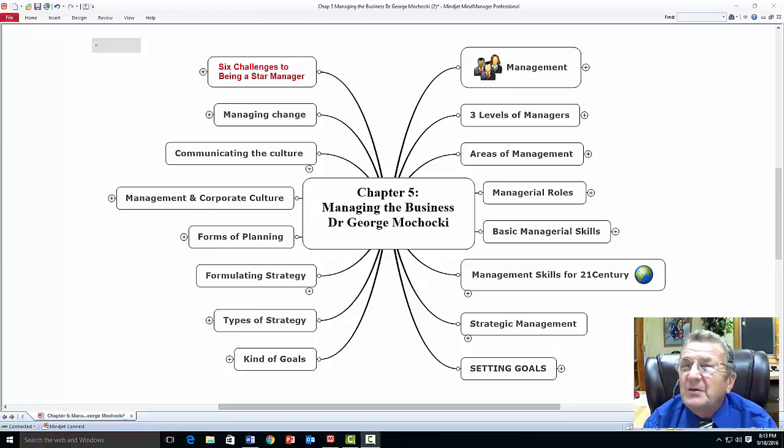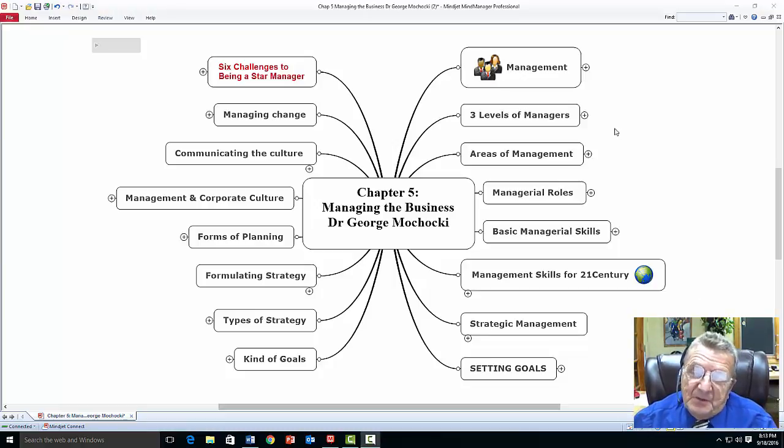The chapter talked about communicating to the culture, meaning the business culture, since most companies are very diversified. We're going to talk about different forms of planning, different types of strategies, and the difference between goals and objectives. We're going to talk about setting goals, strategic management, certain skills that a manager is going to need, basic managerial skills, managerial roles, areas of management that you may be interested in, and three levels of management.